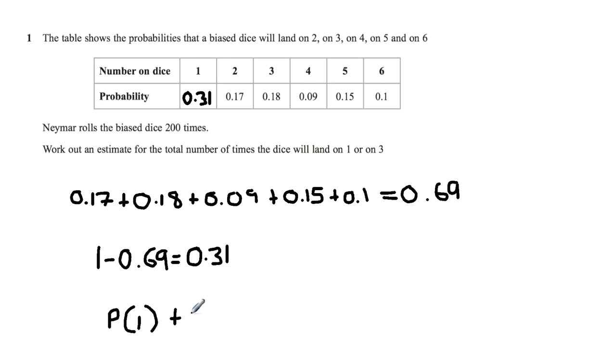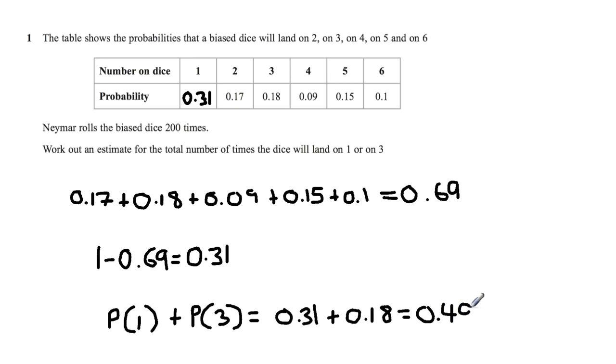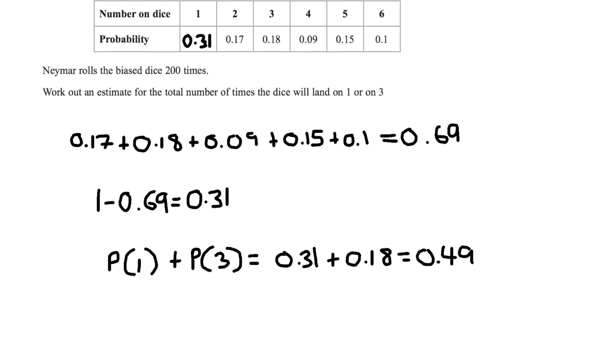plus the probability of 3 is equal to 0.31 plus 0.18, which equals 0.49. I'm now going to multiply 0.49 by 200, which will give us our final answer.